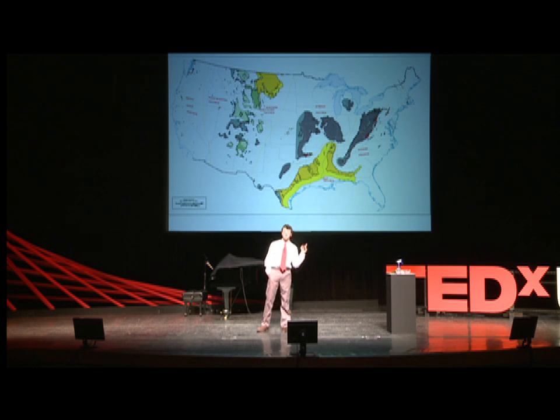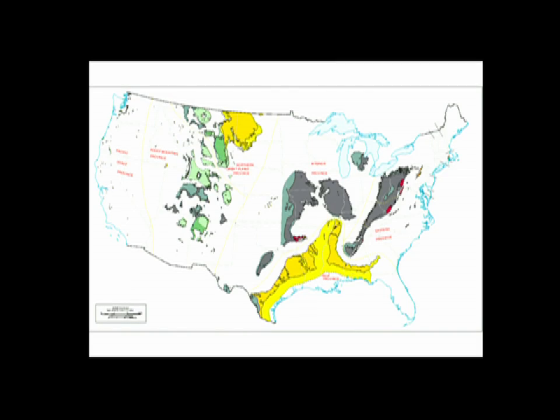So this is a map that shows coal reserves here in the United States. And you can see we have some in Michigan. It's very cheap, low-quality coal. But we certainly burn a lot of coal here in Michigan as well. So I also went down there.